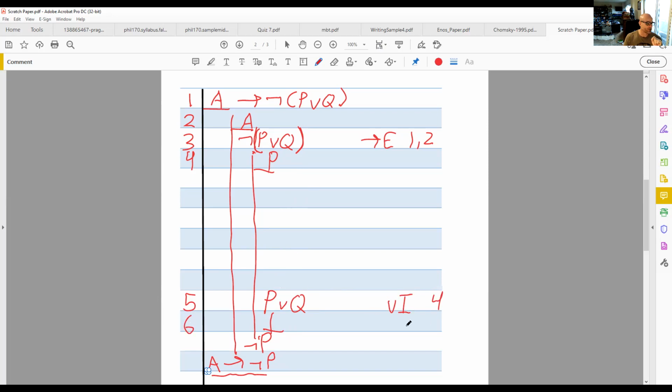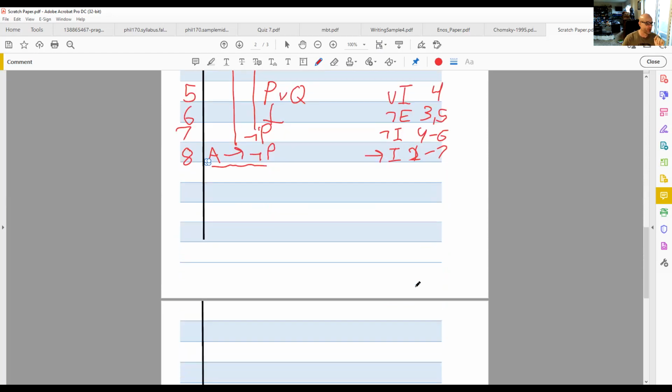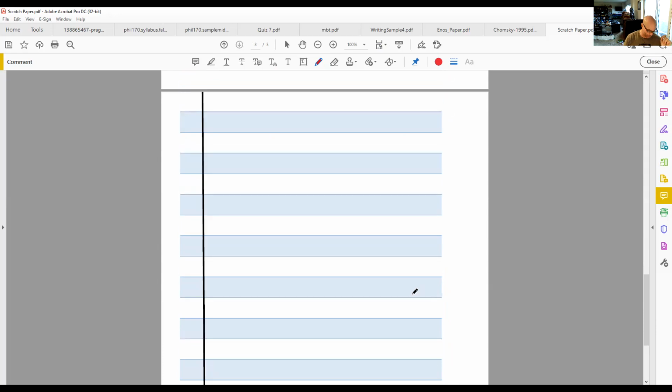We have P, or Q. Now we have falsum by negation elimination, that oddly named rule, lines 3 and 5, and now we have not P by negation introduction, lines 4 through 6, and finally we have this now by conditional introduction, lines 2 through 7. All right, so before I wrap this video up, let's just take a look at one more way to do this.